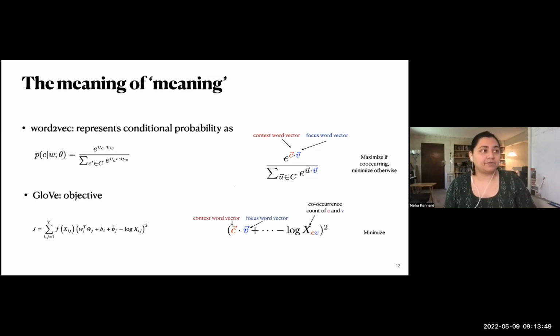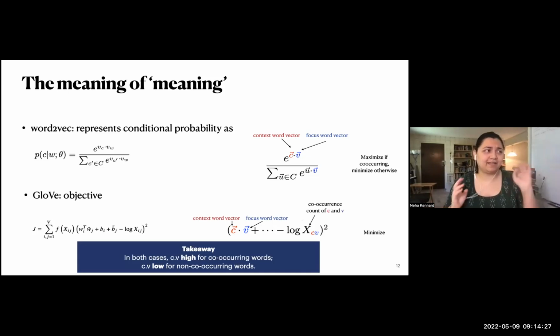But here again, for every word in the corpus, we're minimizing this sum of squares. And here as well, we have a dot product between a context vector and a focus vector. And this term here is the co-occurrence count of the context word and the focus word. So the more often things co-occur, the higher this term is, and the higher the dot product needs to be. And of course, the less often they co-occur, the lower we want this dot product to be. So that's basically the takeaway. This dot product is high for co-occurring words and low for non-co-occurring words.